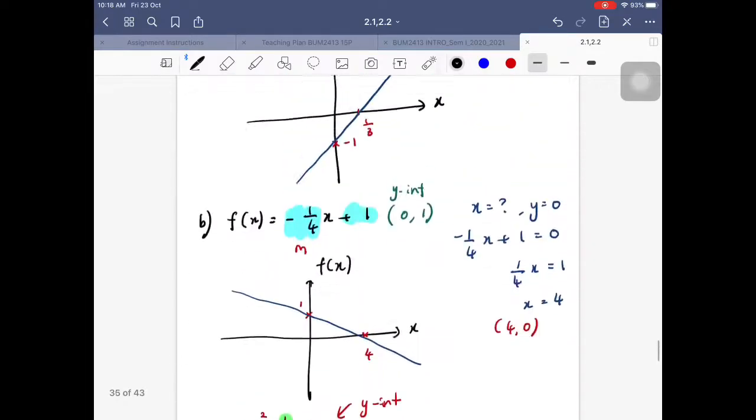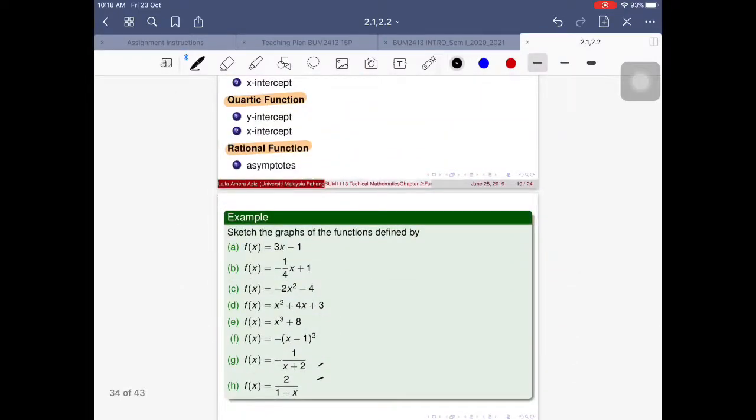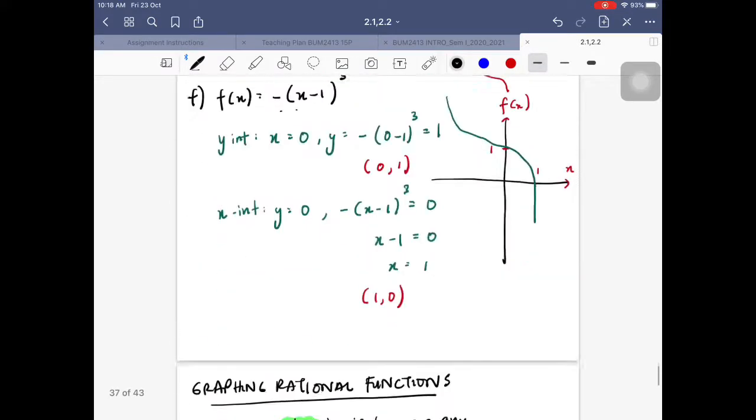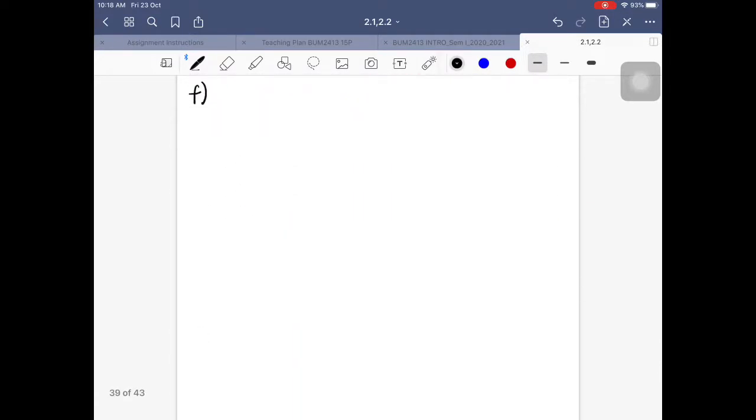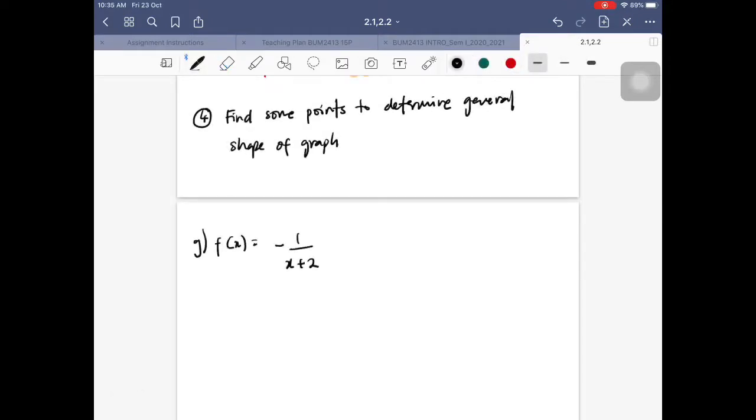So this is going to be f. So what's my function? Oh, in fact, this is g. I have negative 1 over x plus 2.